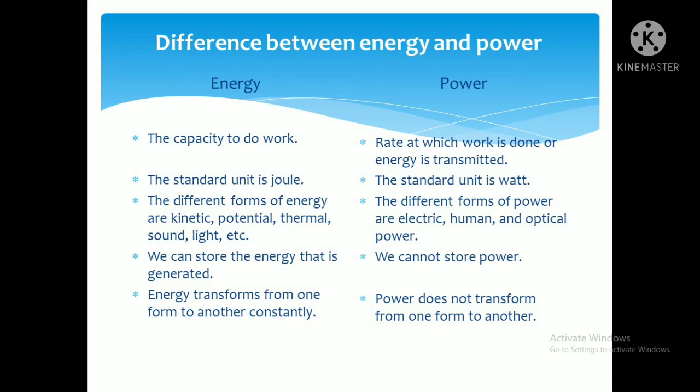The standard unit of energy is the joule, and the standard unit of power is the watt. Different forms of energy, kinetic, potential, thermal, sound, light, these are all energy, but there are no such forms of power. Where is power used? Electric, human, optical power. We can store the energy that is generated, but we cannot store the power. Energy will transform from one form to another constantly, but power does not transform from one form to another. So these are the differences between energy and power.